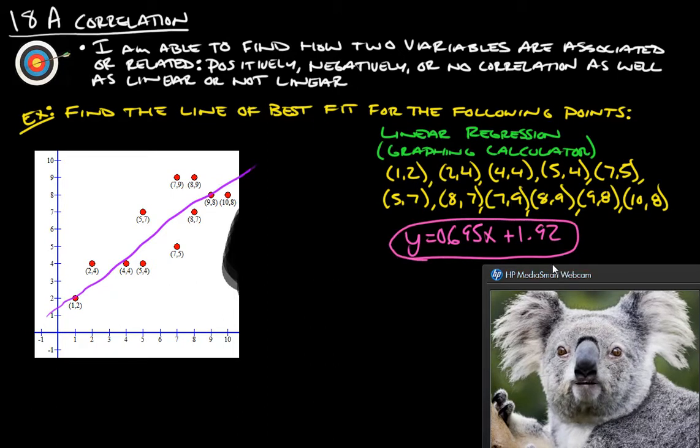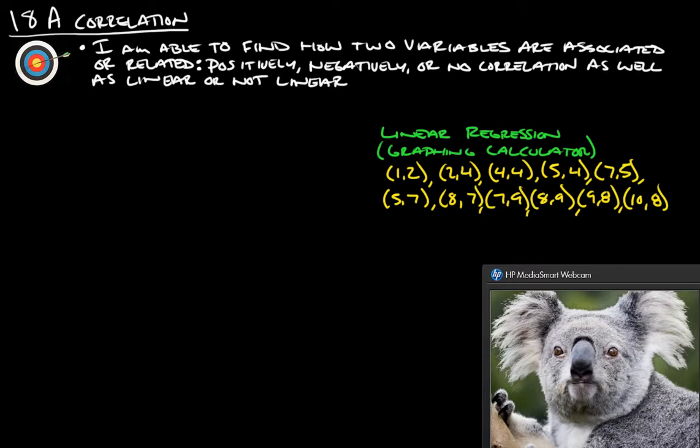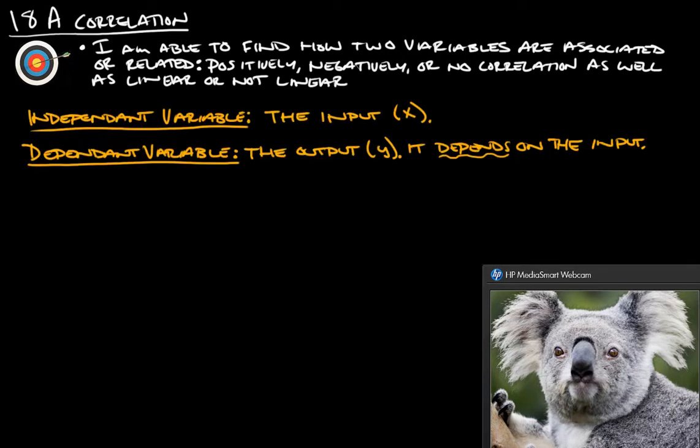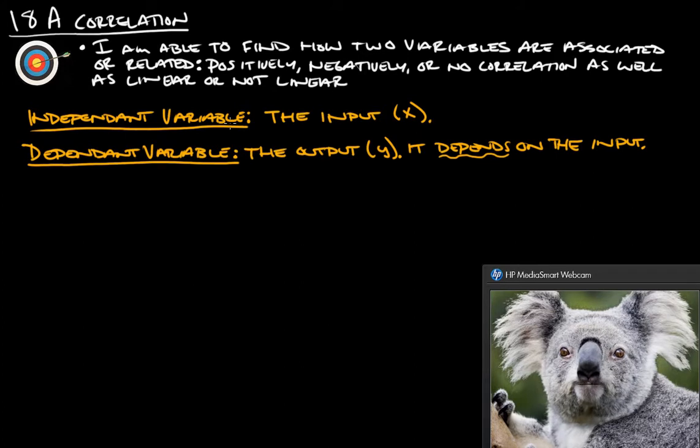All right. One last quick thing, and that is just a few little definitions. In case you forgot, the independent variable is also called the input, which is the x value. So the x is the independent variable, and the dependent variable is the output, which in this case is the y, and it depends on the input. That's how I always remember that. So you put in the x and out comes the y.